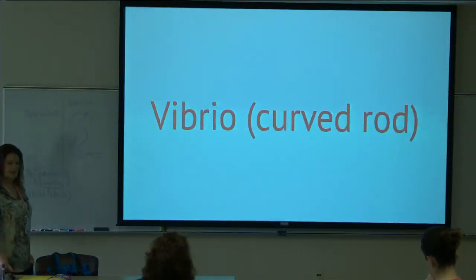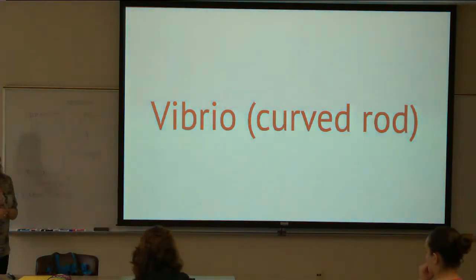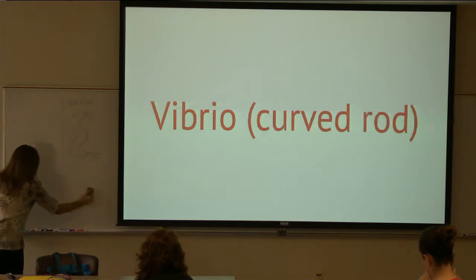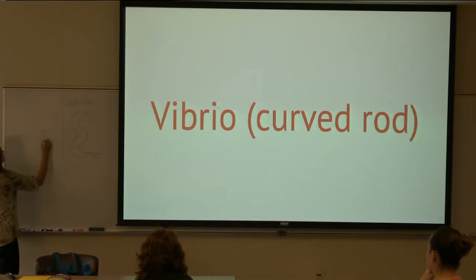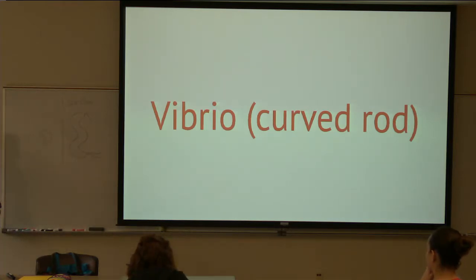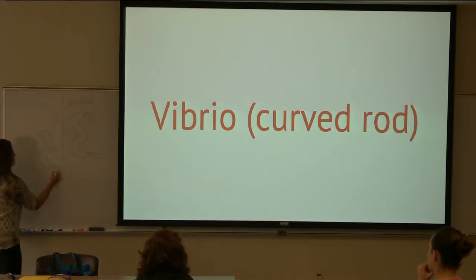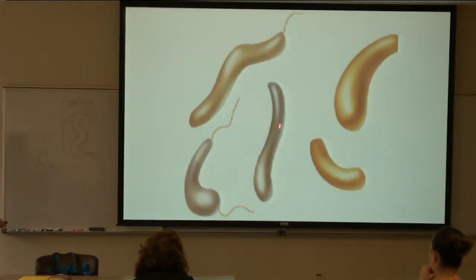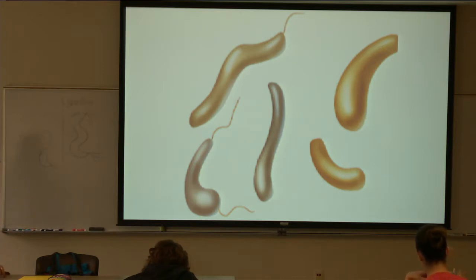Vibrio. Vibrio is a curved rod. Vibrio looks like a comma. So it's just a rod that has a little curve to it. That's referred to as a vibrio. So thinking of comma shaped might be good. Flagella on that one. Here we can see some, they have a little curve to them. Some have flagella, some don't. This one doesn't, this one does. So they may or may not have flagella. This was vibrio.